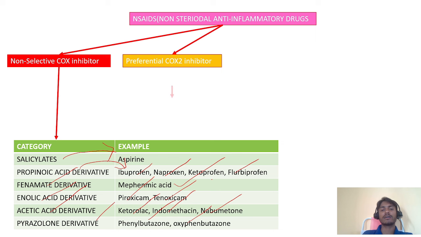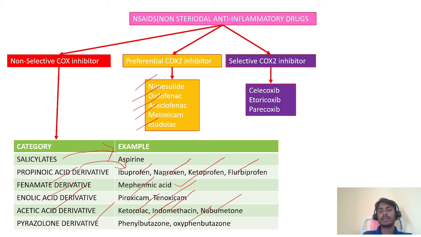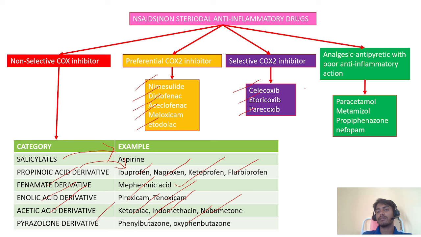Next one is preferential COX-2 inhibitors, that is nimesulide, diclofenac, aceclofenac, meloxicam, and etodolac. Next one is selective COX-2 inhibitors, that is celecoxib, etoricoxib, and parecoxib. Next, analgesic and antipyretic with poor anti-inflammatory action, that is paracetamol, metamizole, propyphenazone, nefopam. So that is about the drug classification.